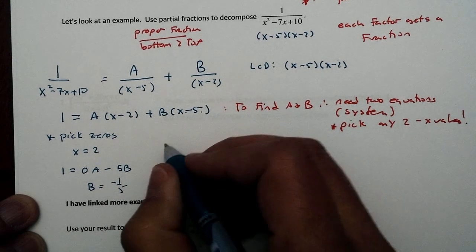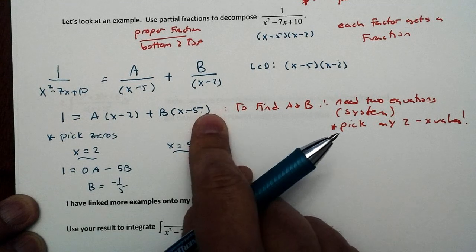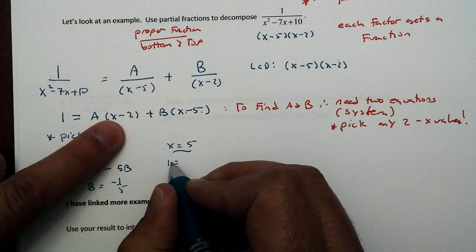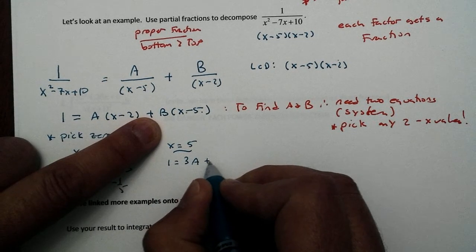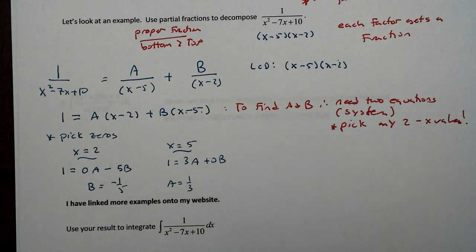I already got it. So my next 0 would be 5. So if I let x be 5, this becomes 0b. So we would get 1 equals, if we let x be 5, this becomes 3a plus 0b. And so we can get a equals 1/3.